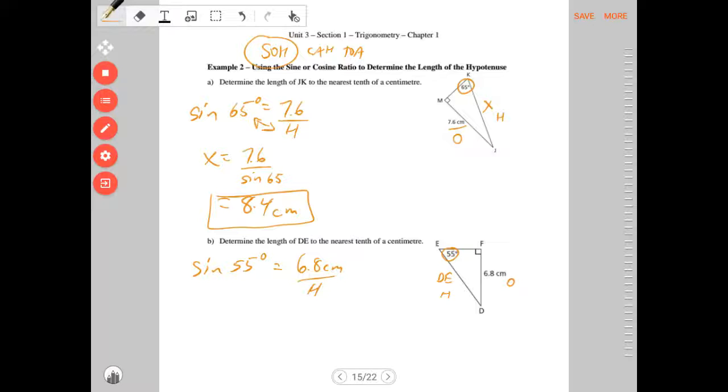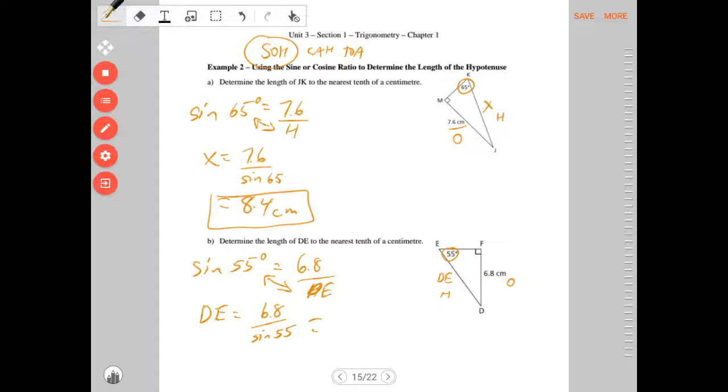Now, look, guys, remember, we don't usually put the units on while we're calculating stuff. We can, but it just tends to get in the way. So we switch those two. That's been our methodology here. So the hypotenuse, or I guess DE, equals 6.8 divided by sine 55.